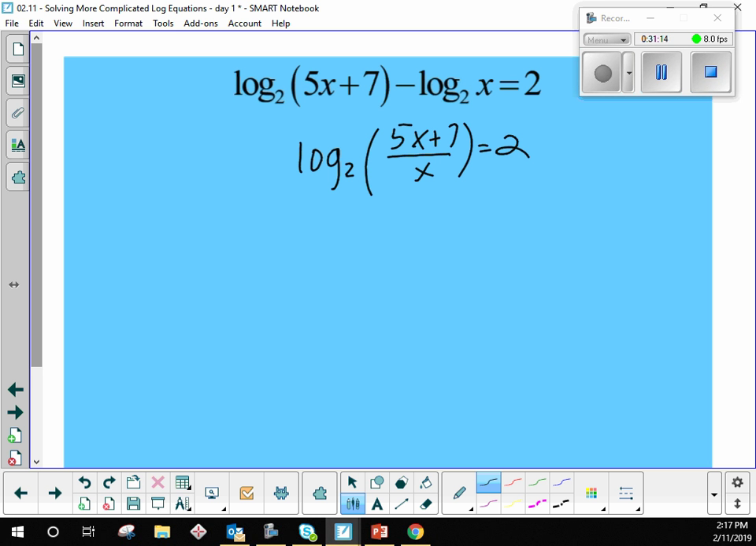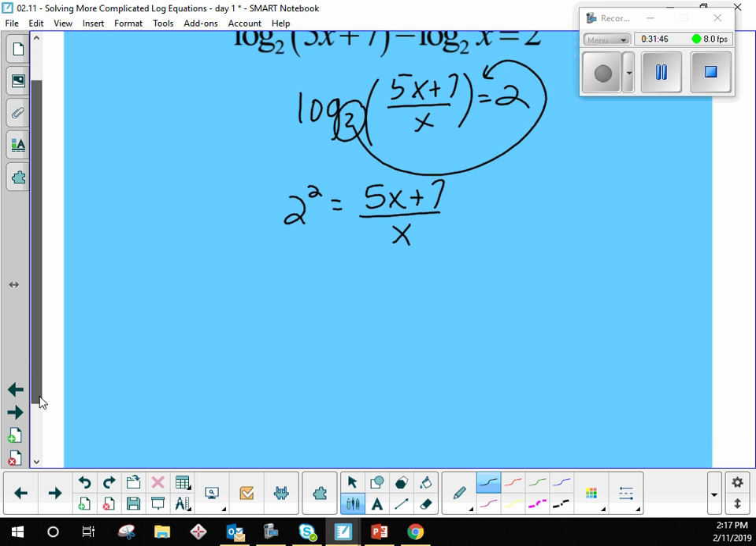Lasso. How do you know? What is your clue that this is a lasso? The number on the right-hand side. When you're dropping logs off, what has to be occurring? You need log of something equals log of something on both sides, right? That way you can drop them off. We don't have that here, so that's how we know we have to lasso. So I've got 2 to the 2 equals this. 2 squared equals 5x plus 7 over x.